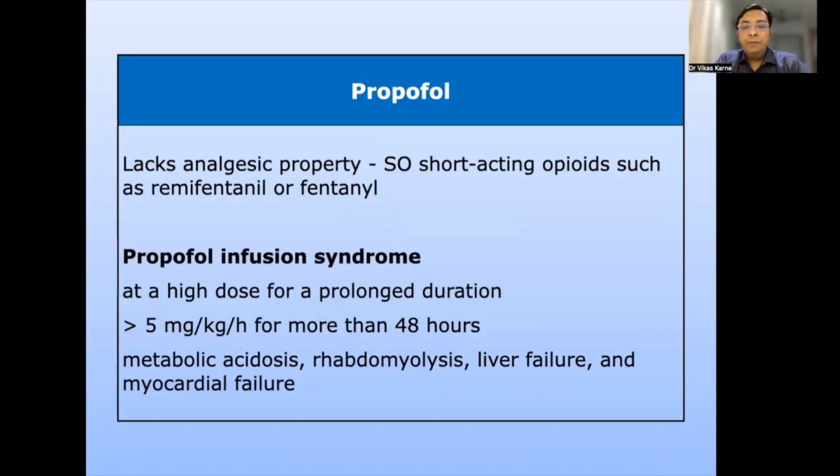One needs to be careful about propofol infusion syndrome when it is used at a very high dose for prolonged duration, that is more than 5 milligram per kg per hour for more than 48 hours, where it can lead to metabolic acidosis, rhabdomyolysis, liver failure, and myocardial failure.